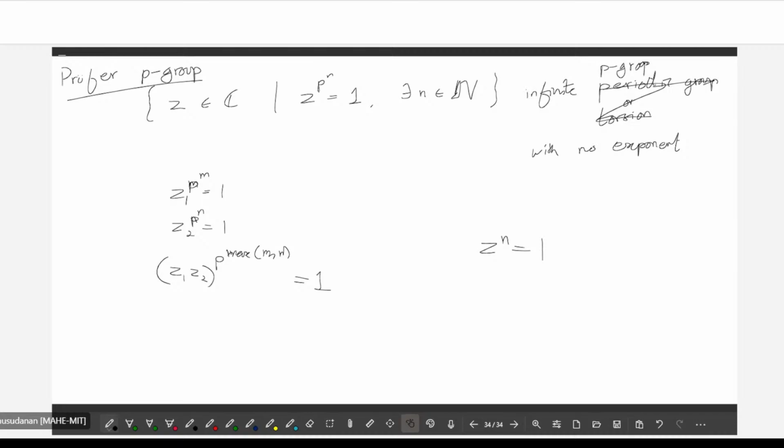In a group, periodic means every element has finite order. That's it. Periodic group means every element has finite order. The group may be finite or infinite, so the group order may be finite or infinite, but every element has finite order. That is the meaning of periodic group. It is not the same thing as periodicity of a function. But of course, if you want to relate periodicity of a function to this periodicity, then what you say is, if you take z.